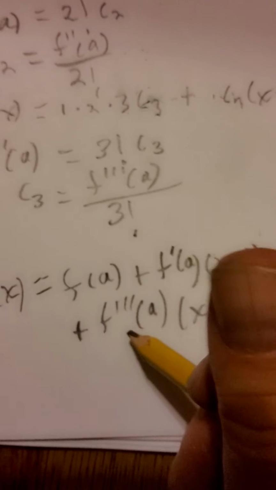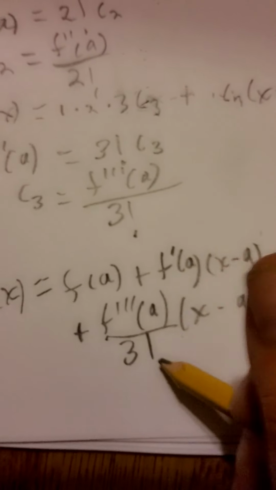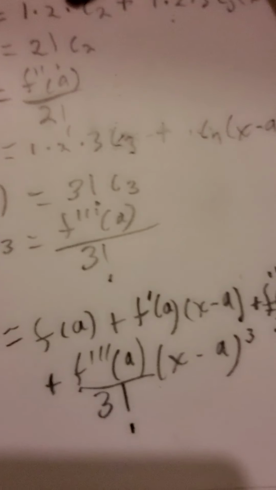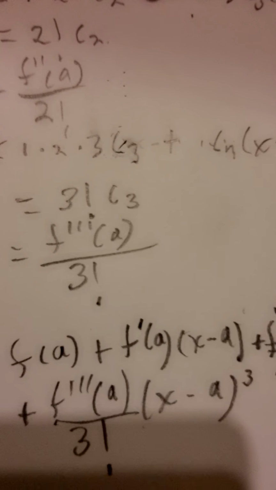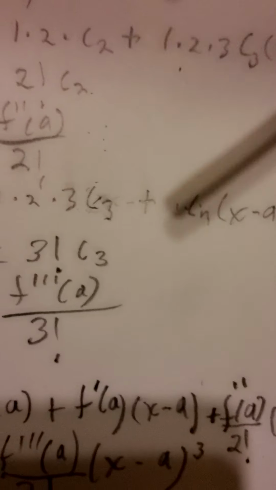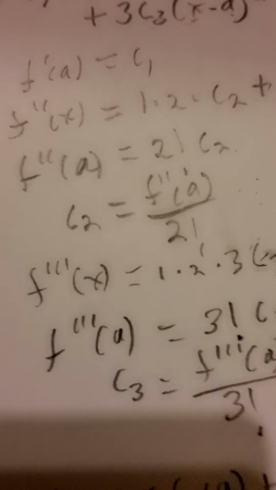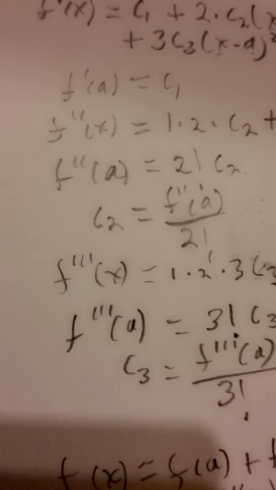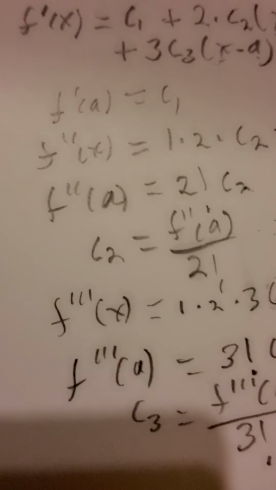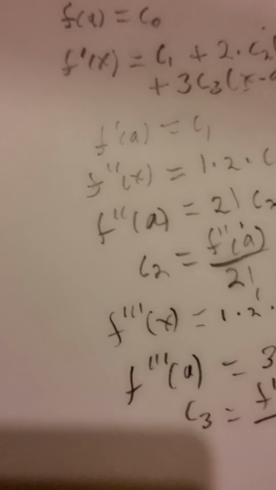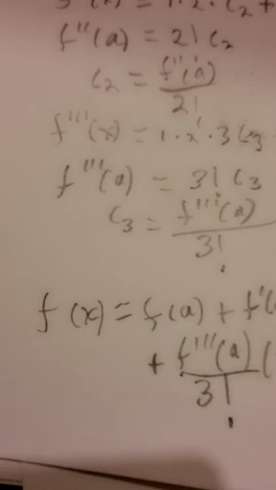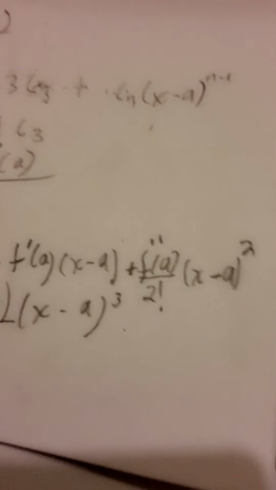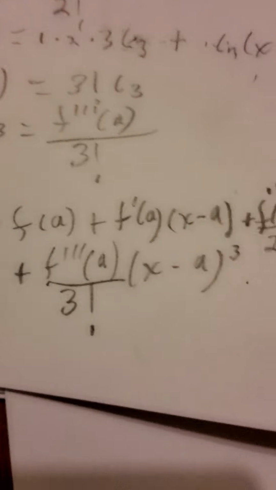Okay, and this is going to be over 3 factorial, like that. What I'm trying to do here is formulate a relationship, which I just did with the Taylor series. I'm turning it into the Taylor series. Okay, so this is the Maclaurin series, and the Taylor series is used to derive trigonometric functions, which I'll show you how to do.